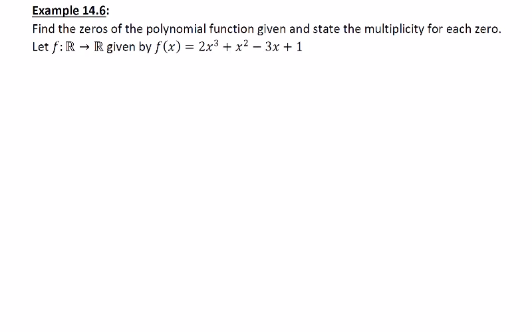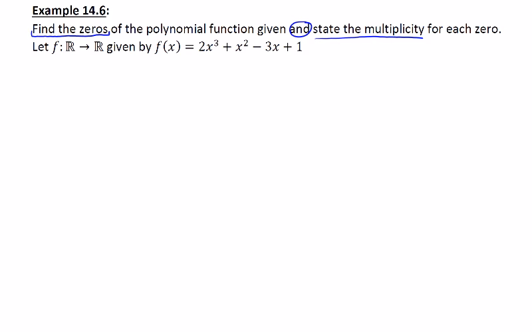Example 14.6 is going to be very similar to example 14.5. It says, find the zeros of the polynomial function given and state the multiplicity for each zero. The only thing that we don't have here in this example is the linear factorization. We'll revisit linear factorization in section 15. So for now, let's just focus on finding the zeros.